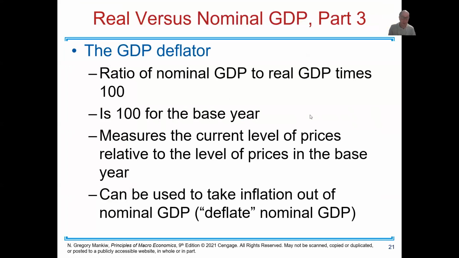So the GDP deflator, in essence, is a measure of current level prices relative to the level prices in the base year. In other words, we're deflating the nominal GDP to get it closer to the real GDP.